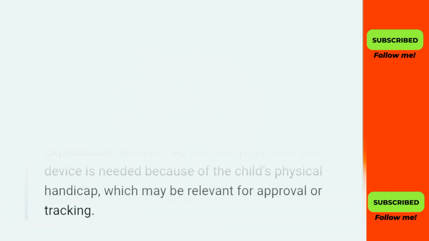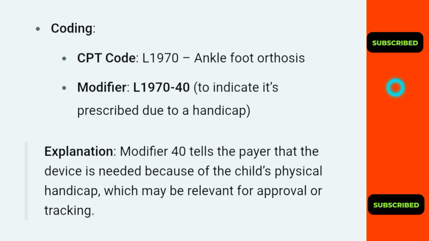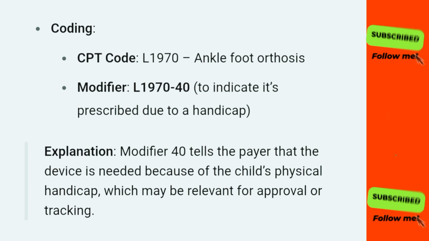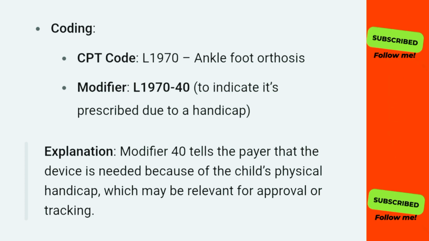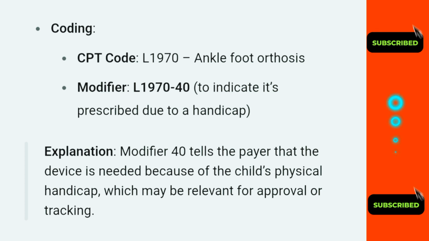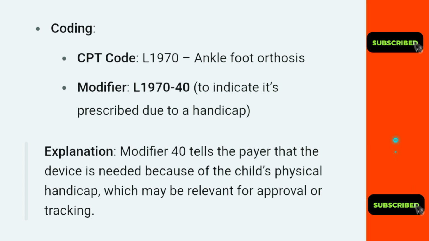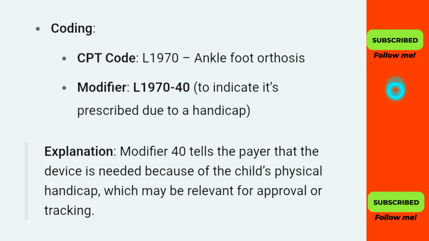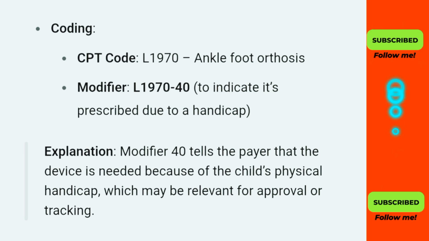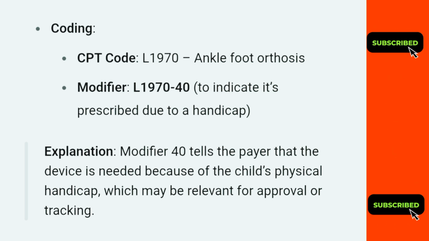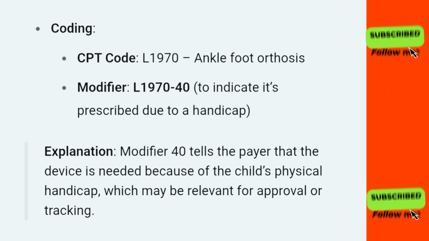So in that case, we can use modifier 40, and the code is L1940, an HCPCS code for ankle foot orthotic, and the modifier with that is 40 to indicate it's prescribed due to a handicap. The ankle foot orthosis is there, but when we use modifier 40, it reflects that this is actually handicap related. Modifier 40 tells the payer that the device is needed because of the child's physical handicap, which may be relevant for approval or tracking.